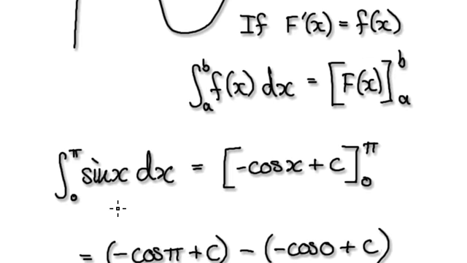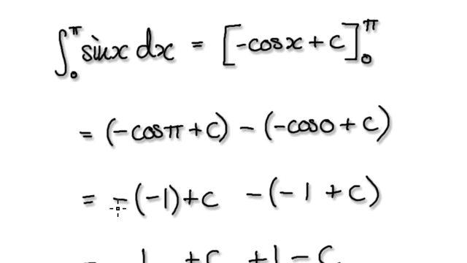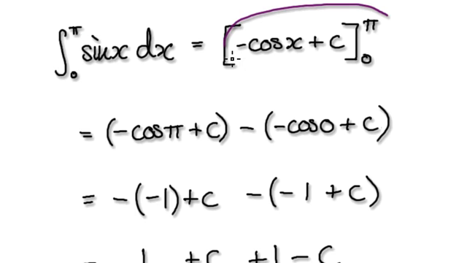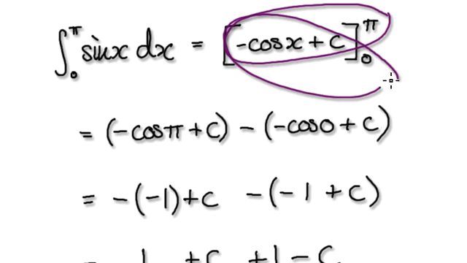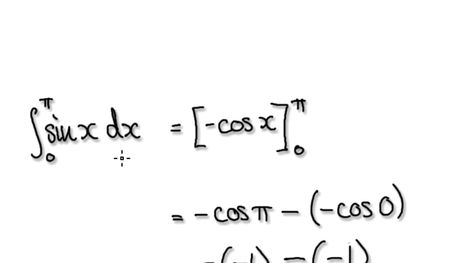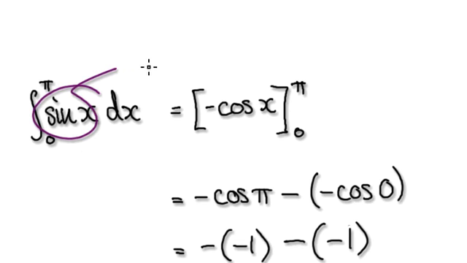The point of this video is that when you come to integrate this, by right you should put a c in here. But because when you do this and then take away this, the two c's will cancel each other out, don't bother putting the c in here. The c will get cancelled out. So when you come to evaluate this, just do it as normal without the c.